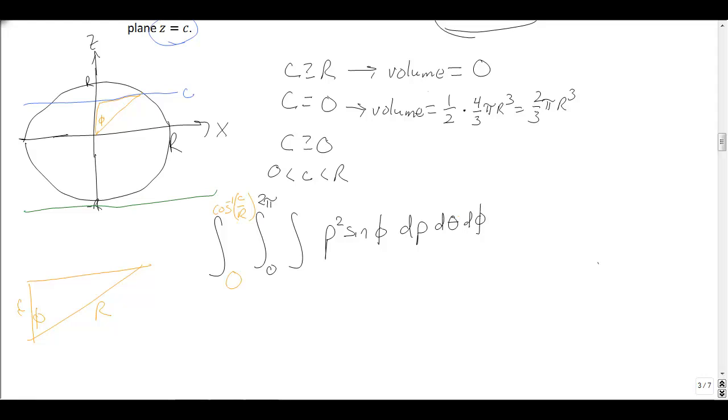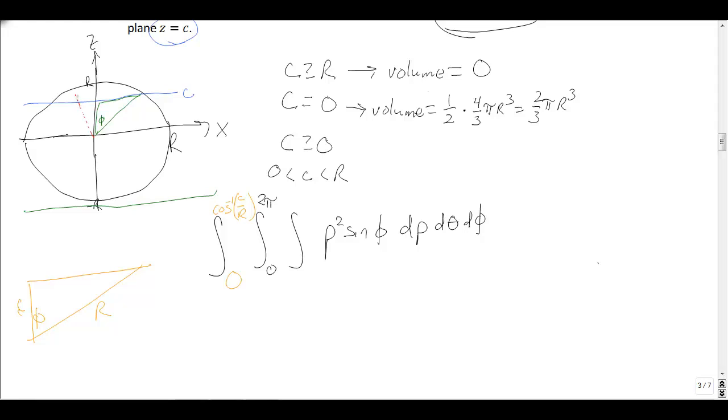So with rho, I'm going to start at the origin. Whoops, I'm not sure what happened there. I changed the color. I guess we'll just do this in red now. I'm going to start at the origin and shoot out here. None of this is in the solid I care about. The solid I care about is above the blue line. So the first time I get in the solid is when I hit z equals c.